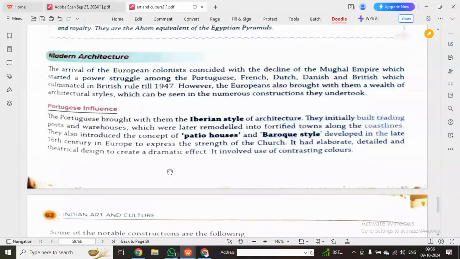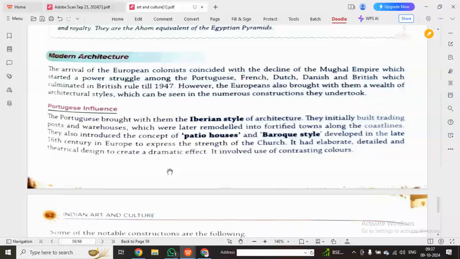सो पोर्तुगीज में जाएंगे सबसे पहले. The Portuguese brought with them the Iberian style. They initially built trading posts and warehouses, which were later remodeled into fortified towns along the coastlines.